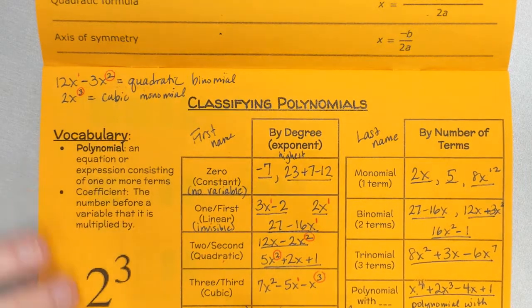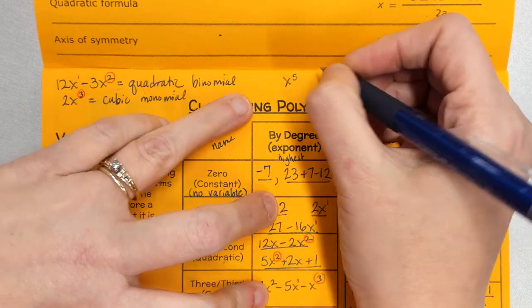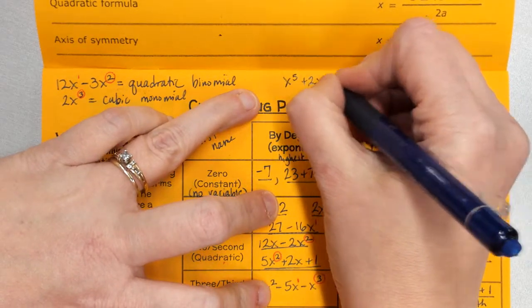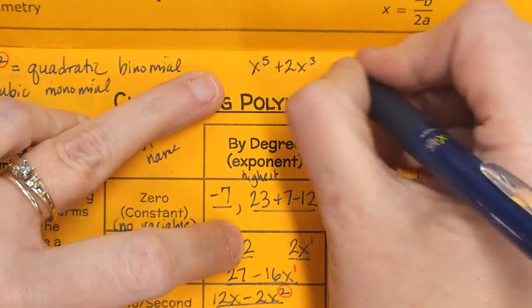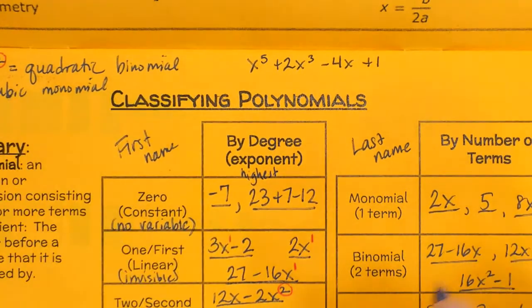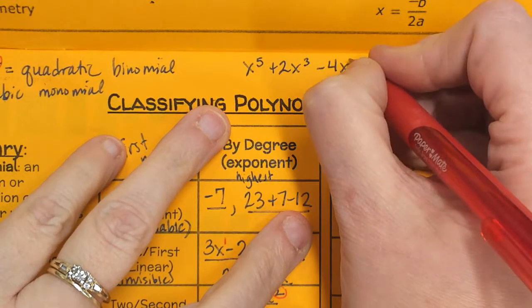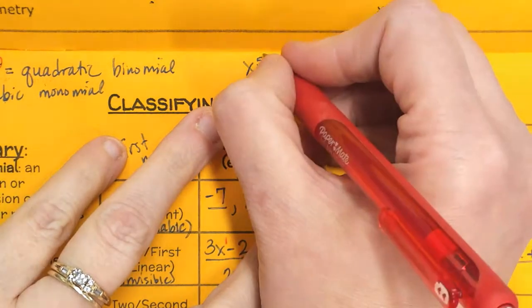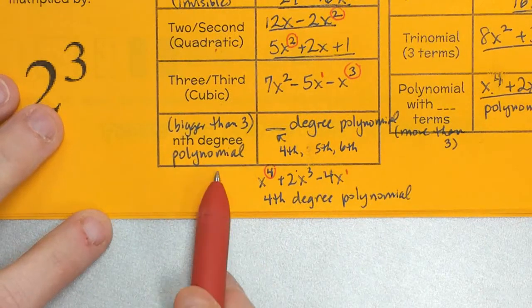Okay, let's try this one. This one's a lot. Okay, so let's just give it a go. x to the 5th plus 2x to the 3rd. We should zoom in a little bit. Minus 4x plus 1. Okay, so I start by looking for his first name. Well, I've got an invisible 1 there, and I got nothing here, so that's my highest one. Well, that doesn't have a special name, so it's a blank, it's a 5th degree polynomial.